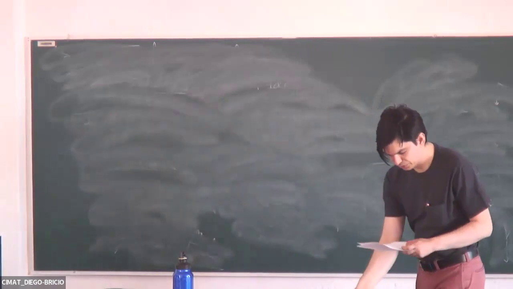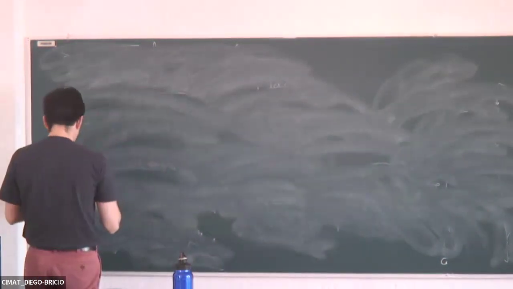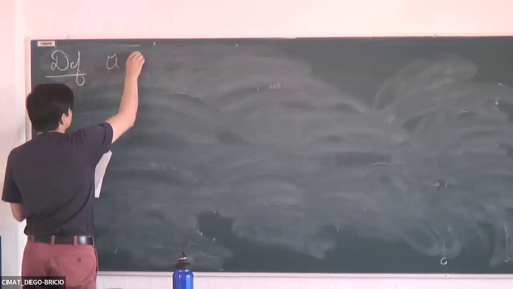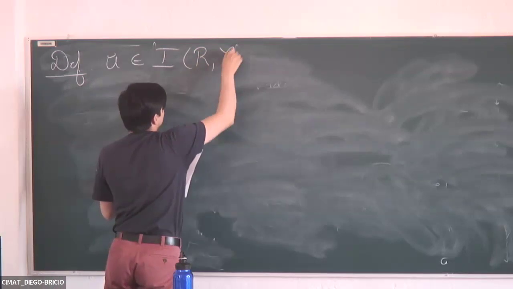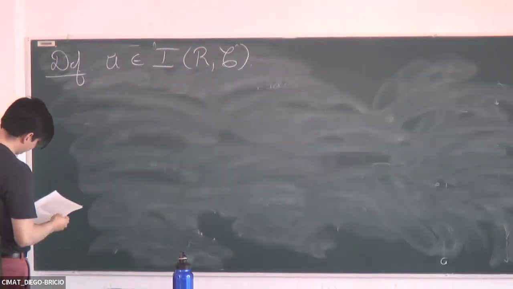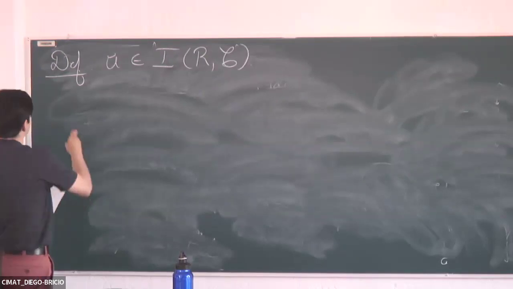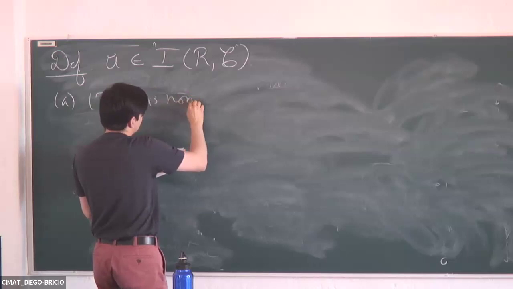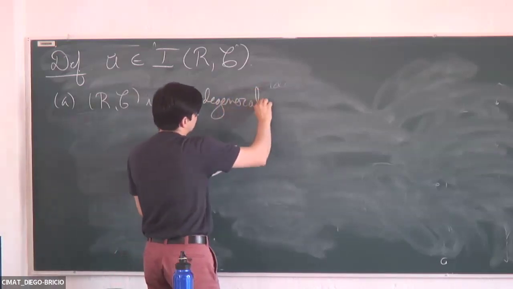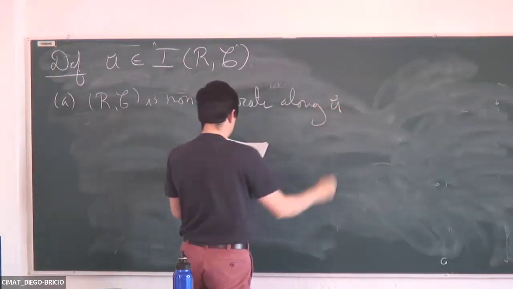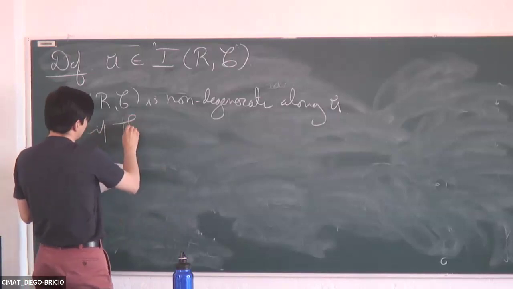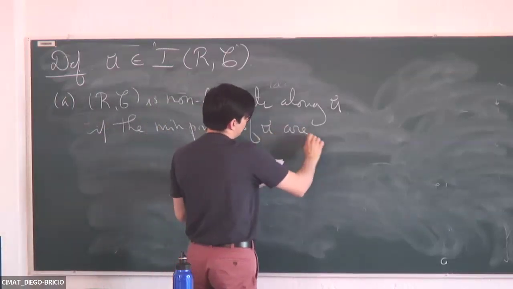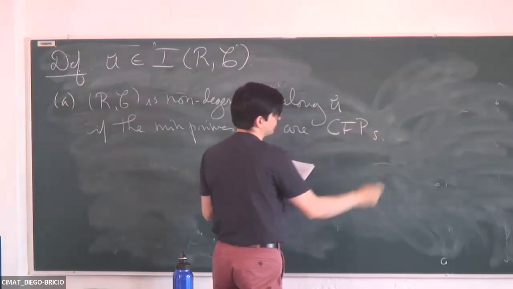Okay, I would like to introduce or help recall a few notions. Definition. Let's take an element here, a C ideal A. So we say the following. We say that R, C is non-degenerate along A if the minimal primes of A are centers of F-pure transforms. Let me just write down CFTs.